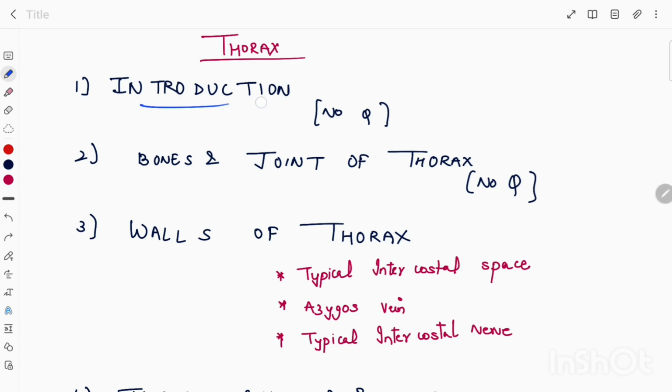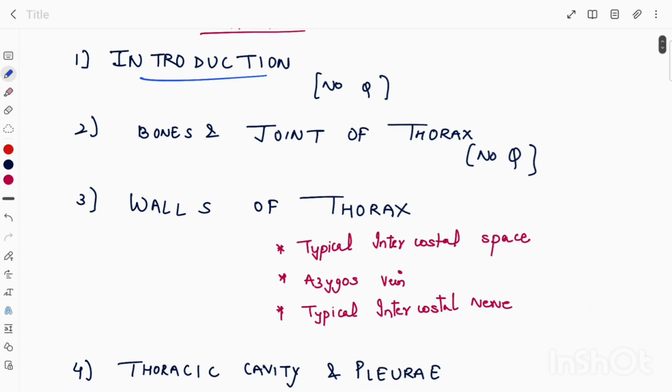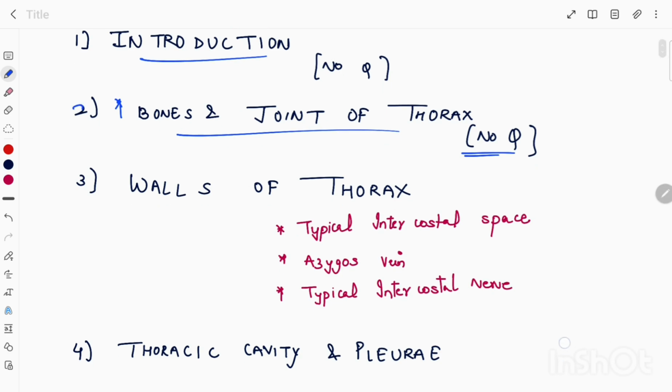If you see, the first chapter is introduction. No direct question comes from this chapter, but you should at least read it once so that you get the basics of the thorax. Then there is the second chapter, bones and joints of the thorax. In this also no questions come, but you should know how many ribs are present, what their locations are, and what muscles are present on those ribs. So you should know this. Directly no questions come from the second chapter either.